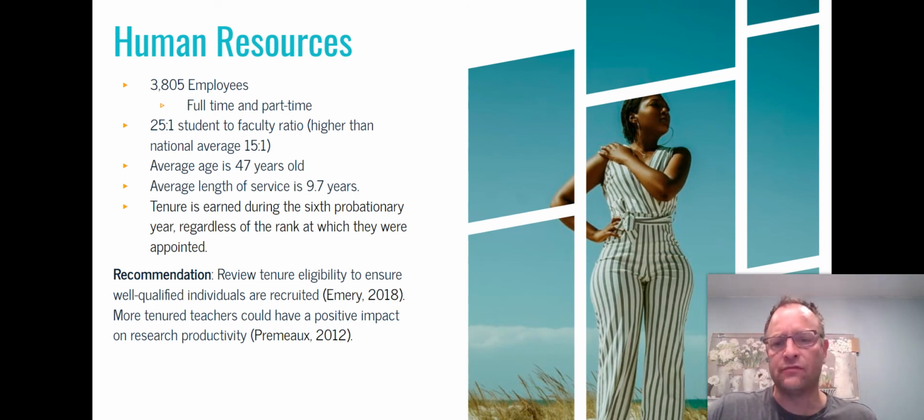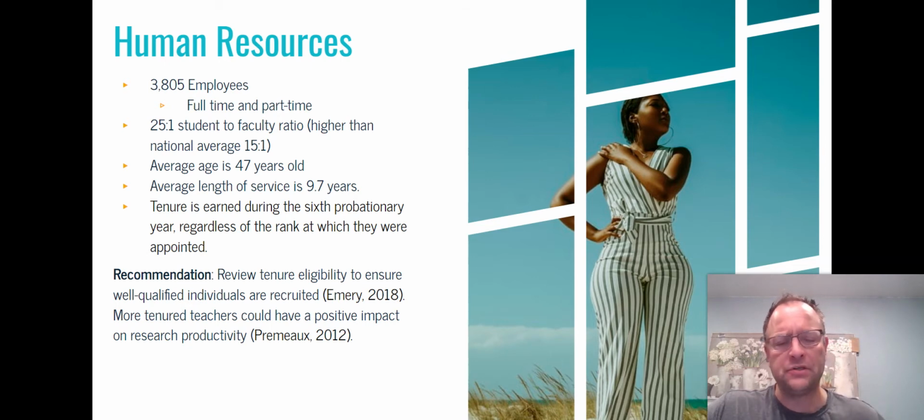The average age is 47 years old, and the average length of service is 9.7, which doesn't seem like very long. The tenure is earned on the sixth probationary year, regardless of the rank at which they were appointed.